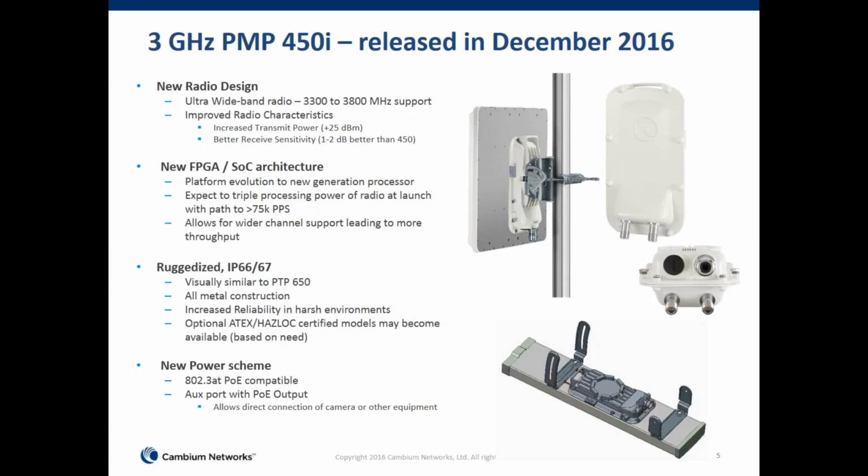We got decent transmit power, good receive sensitivity, and because it's a new FPGA, we have much better processing power capabilities. We do about 50,000 PPS today, and we're going to continue to improve that with software, and we believe we can achieve better than 75,000 PPS. It does allow for wider channel support, which is coming in the next software release as well. So we support up to 30 meg channels today, and we will support 40 meg channels in the near future.